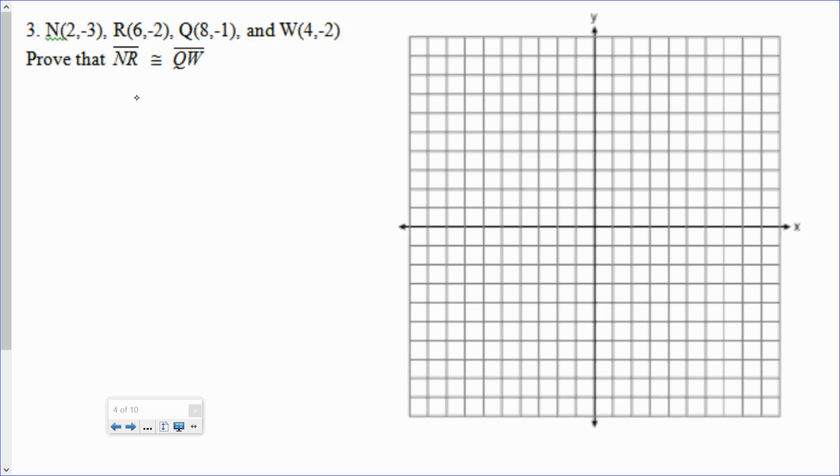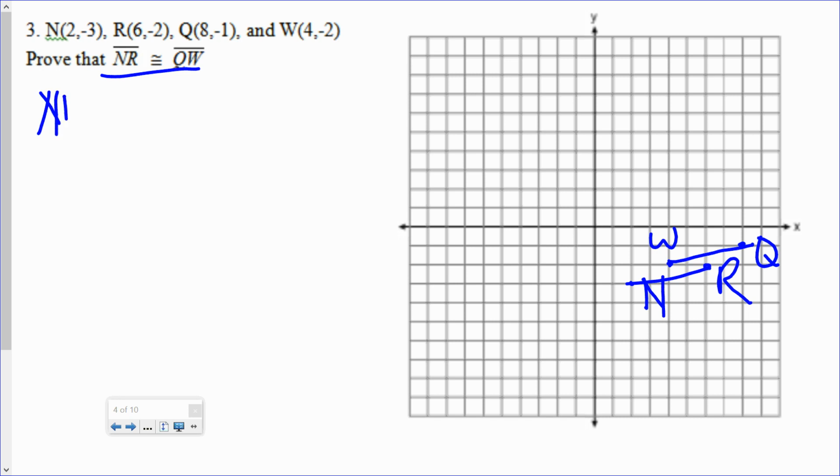All right, N is (2, -3). R is (6, -2). Q is (8, -1). W is (4, -2). NR, QW. It wants us to prove that NR is congruent to QW.